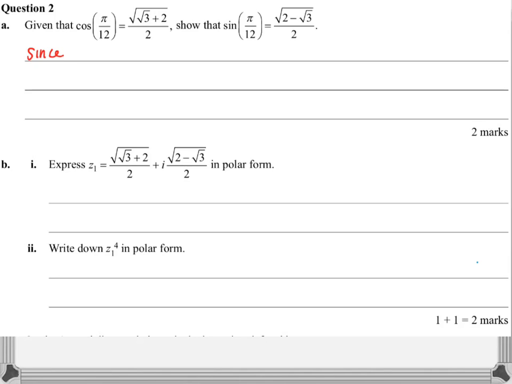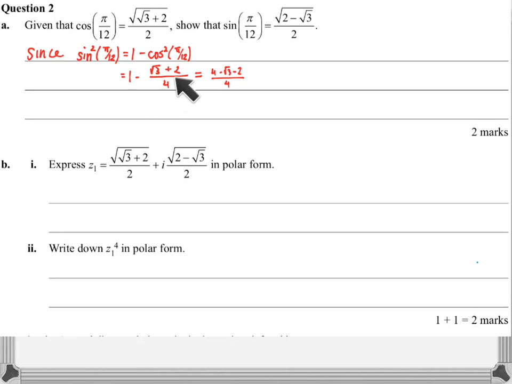Now complex numbers, question 2. Given that cos of pi on 12 is this third, show that sine of pi on 12 is equal to that third. You have to come up with a way that links cos of an angle and sine of an angle, and we're going to be using the trig identity. So sine squared of the angle pi on 12 is 1 minus cos squared of the angle. So we show that carefully as a calculation.